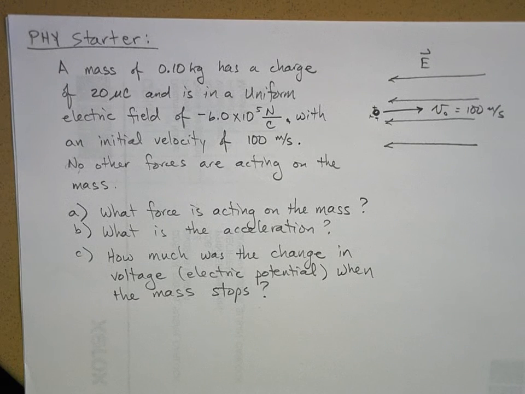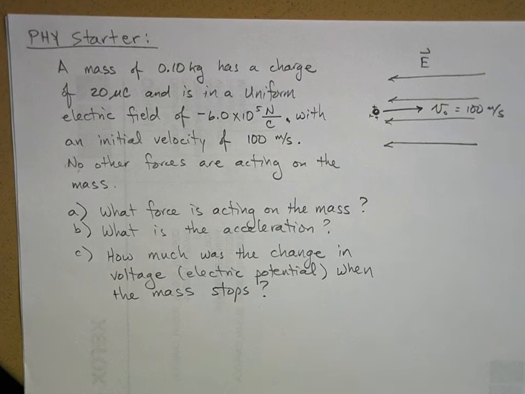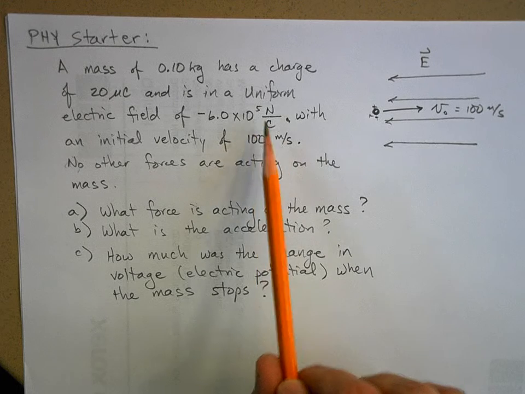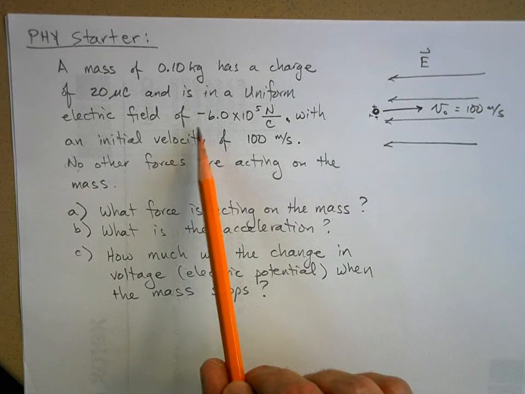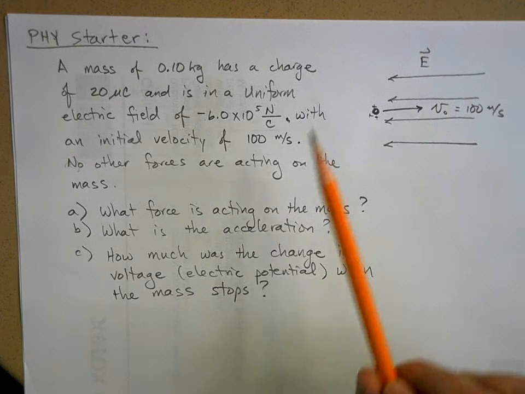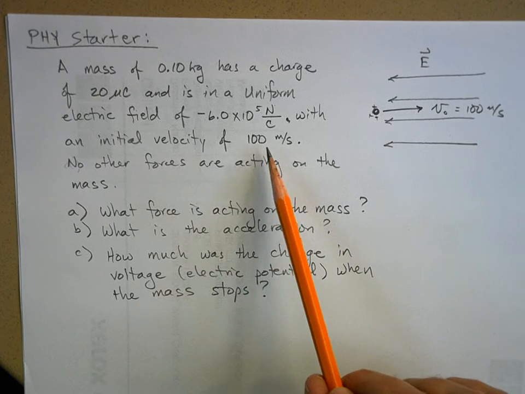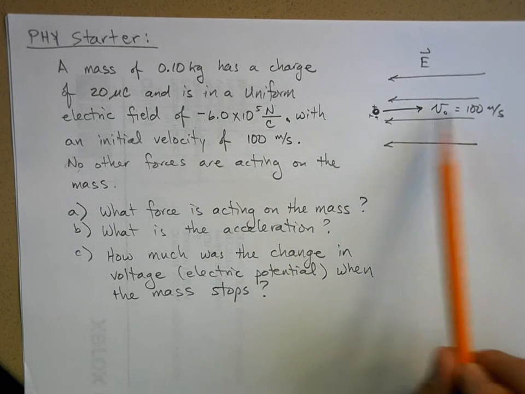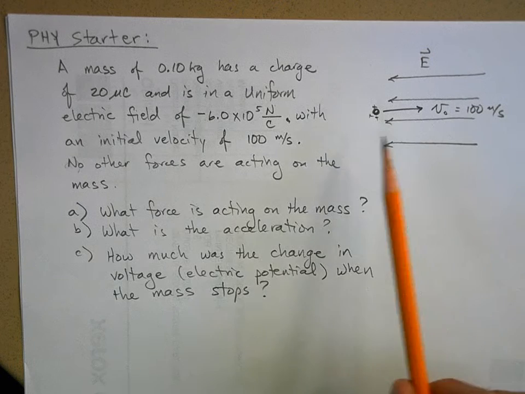Okay, let's work this little problem here. We got a mass of 0.1 kilograms. It has a charge of 20 microcoulombs and is in a uniform electric field of negative 6 times 10 to the 5 newtons per coulomb. The negative means it's to the left. I drew a little picture of it right here. With an initial velocity of positive 100 meters per second. That is, it's moving to the right.